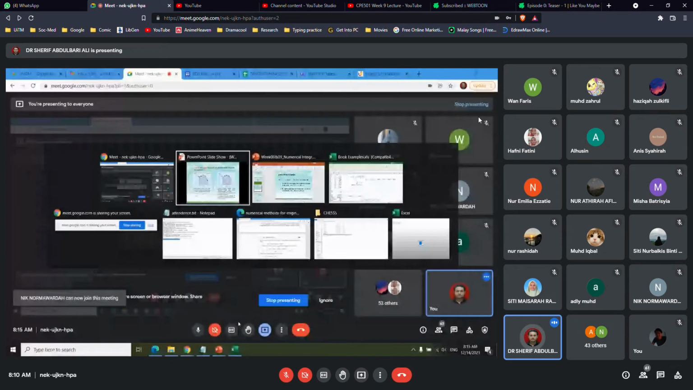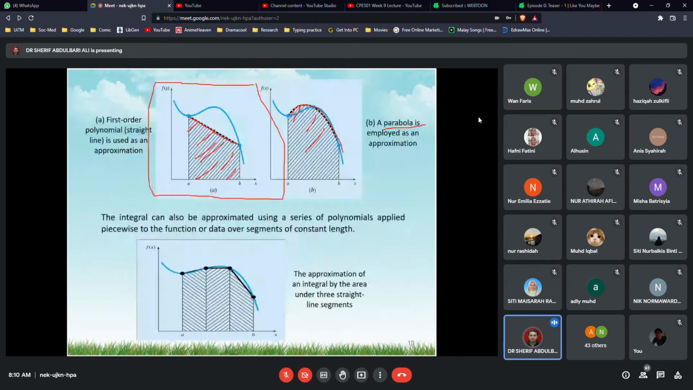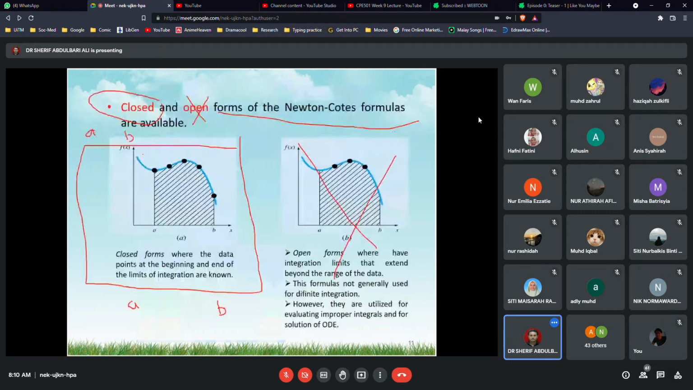So the first method for today, or the first rule, is the trapezoidal rule. The trapezoidal rule is the first Newton-Cotes closed integration formula, and it corresponds to where the polynomial is first order. This is the case that we are talking about here. It's the first order polynomial. It's going to give you a straight line under the curve. This is the first order polynomial. This is for the trapezoidal rule.